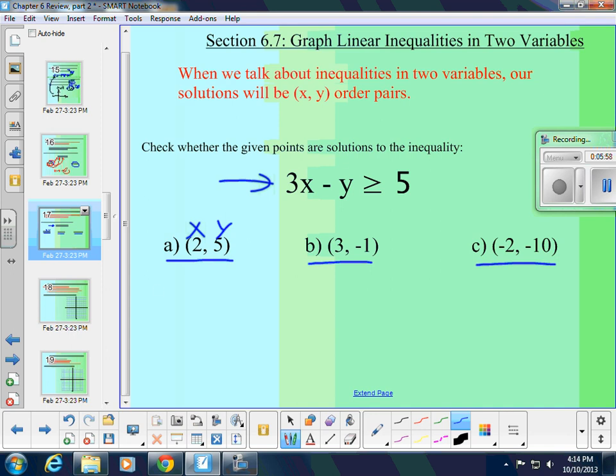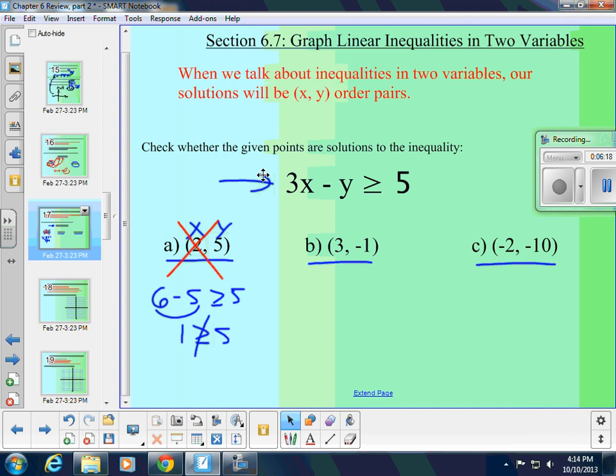So put 2 in for x. 3 times 2 would give me 6. Put 5 in for y, so I'd have minus 5. Is that greater than or equal to 5? Well, let's see here. 6 minus 5, I get 1. Is that greater than or equal to 5? No, it's not. So no, this point (2, 5) must not be a solution to that inequality.